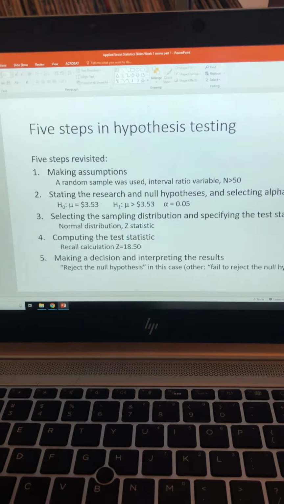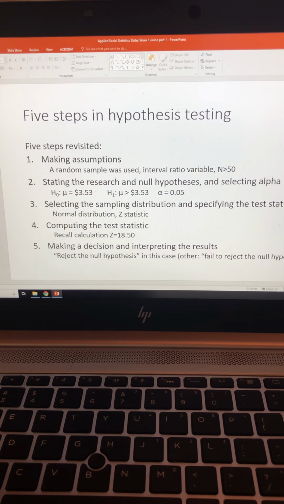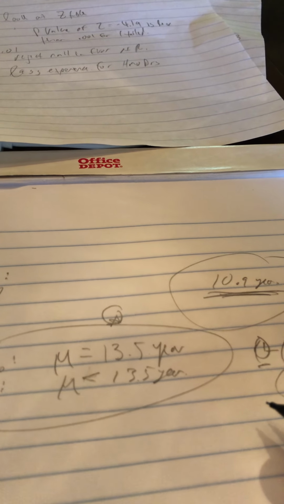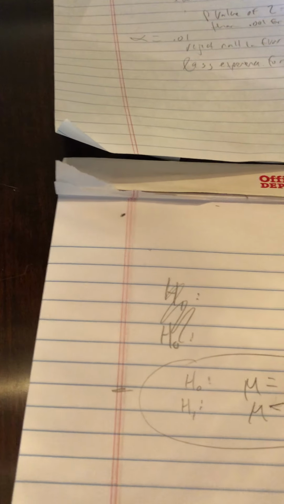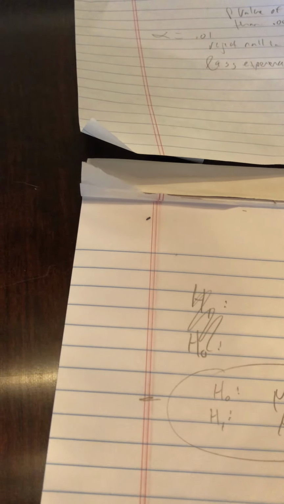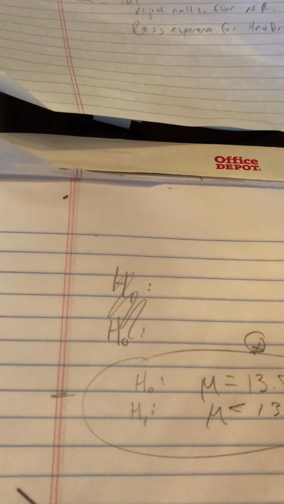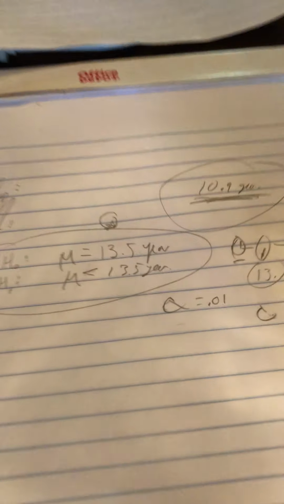Okay, so go back to our 5 steps. We make the assumption, we state the research and null hypothesis, and select alpha. Alpha was specified for you as, let's see, what was it? 0.01. So we have alpha equals 0.01. Okay.